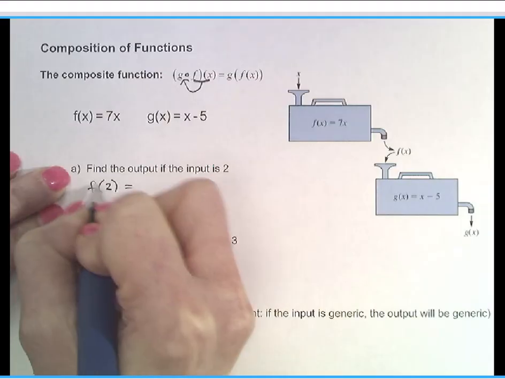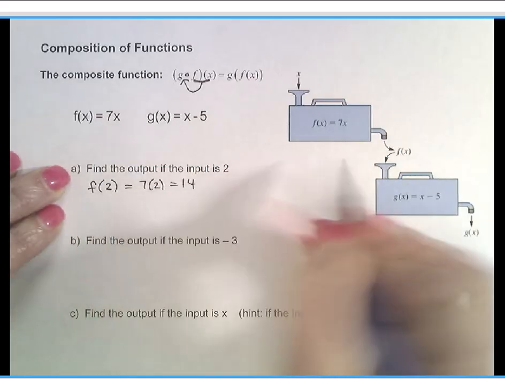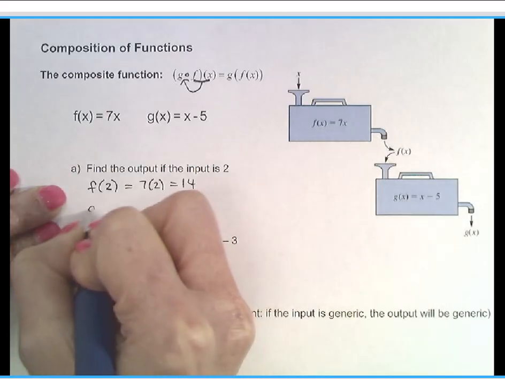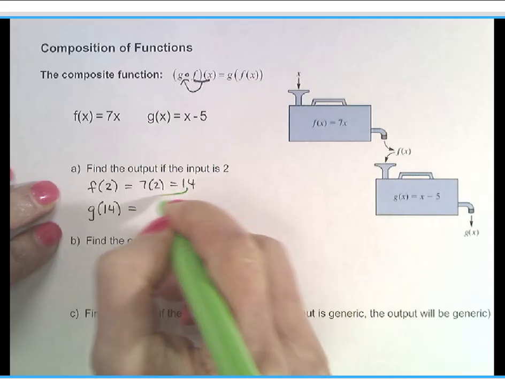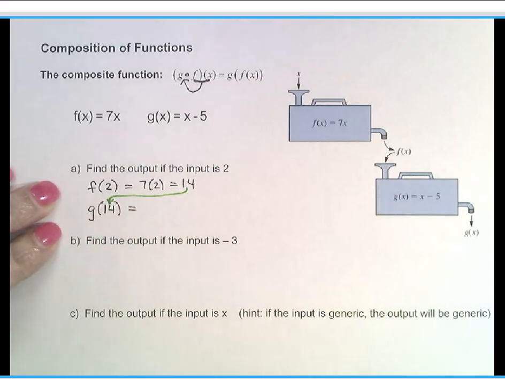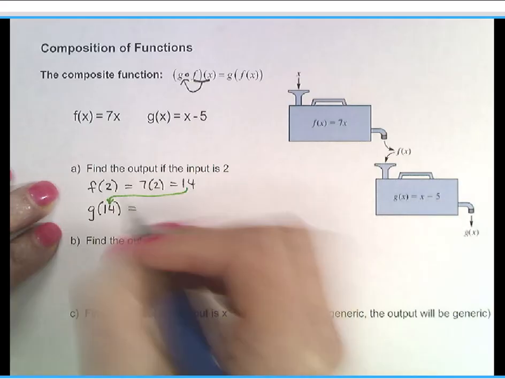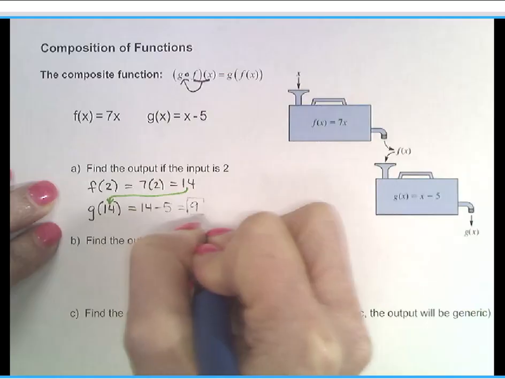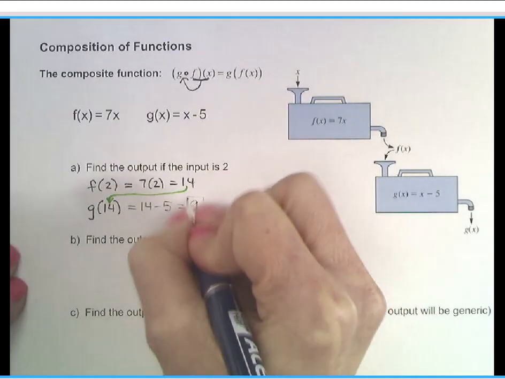So the F function machine gets a 2 dropped into it, and 7 times 2 is 14. So then 14 would fall out of the first machine and fall right into the second machine. So then in the G function, we're going to plug in the 14. So again, we're taking this output and making it the input for the next one. What does the G machine do? It takes your input and subtracts 5. And so what you're going to get here is 9. So 9 is what we would get for that one.